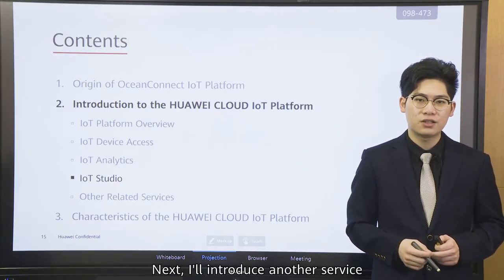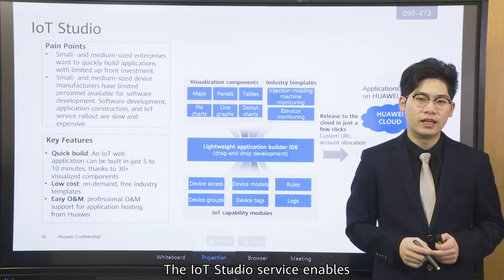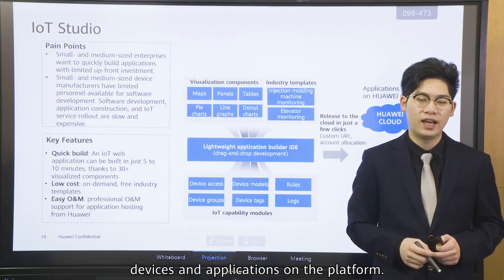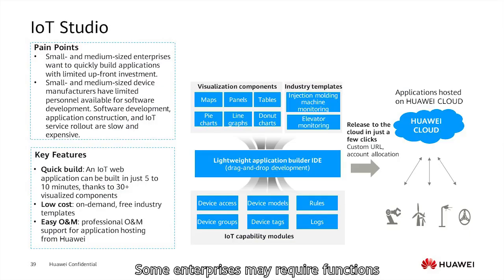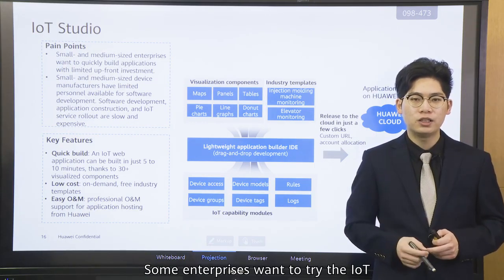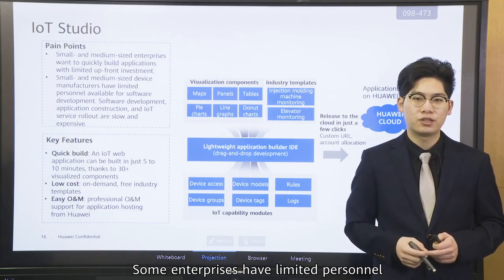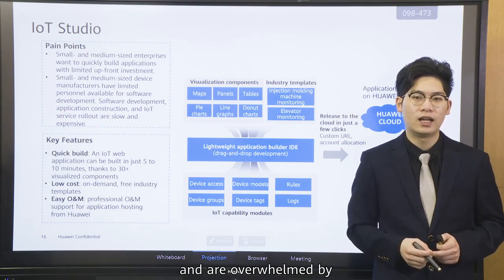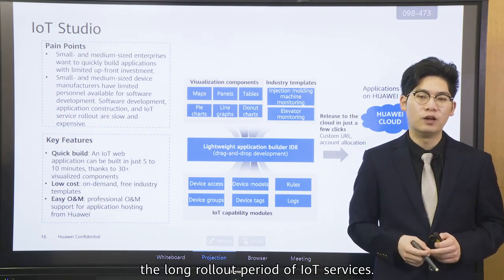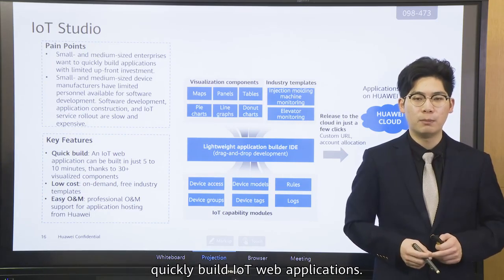Next, I will introduce another service of the IoT platform, IoT Studio. The IoT Studio service enables developers to quickly develop devices and applications on the platform. Some enterprises may require functions different from the common web applications provided by the Huawei Cloud IoT platform, so they can build their own web applications. Some enterprises want to try the IoT but have limited upfront investment. Some enterprises have limited personnel available for software development and are overwhelmed by the long rollout period of IoT services. Huawei Cloud IoT Studio can help these enterprises quickly build IoT web applications.